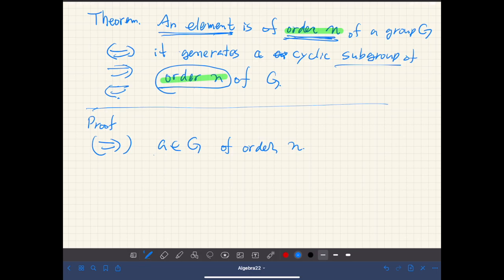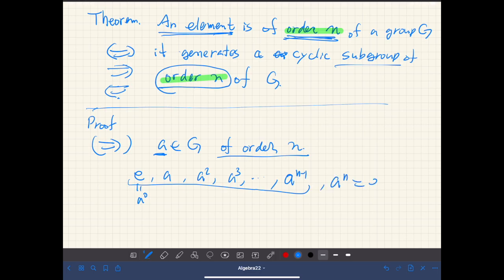So what this means, so a is of order n. This means e is a to the power of 0, and a squared, a cubed, and so on up to a to the power of n minus 1. So they are all distinct, and a to the power of n is equal to the identity element. Okay, so that's what being of order n means for an element.